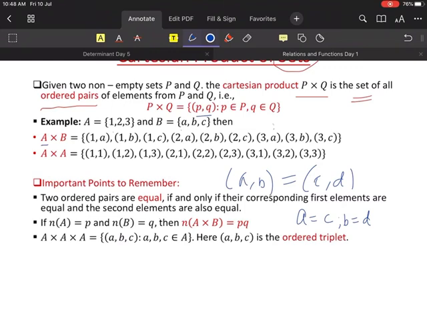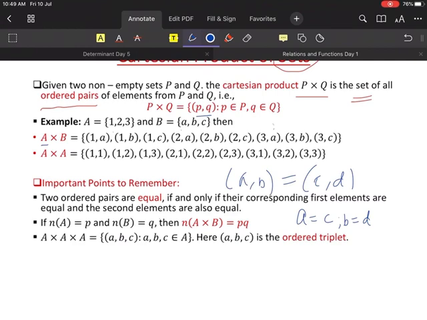Now, if the number of elements of set A is P and the number of elements of set B is Q, the number of elements of the Cartesian product of A and B is just P multiplied by Q. So it is PQ. Understood? Now look here. The number of elements of A is 3 and the number of elements of B is 3. So the number of elements of A cross B will be 3 into 3, that is 9. Look here: 1, 2, 3, 4, 5, 6, 7, 8, 9. Understood? Clear?